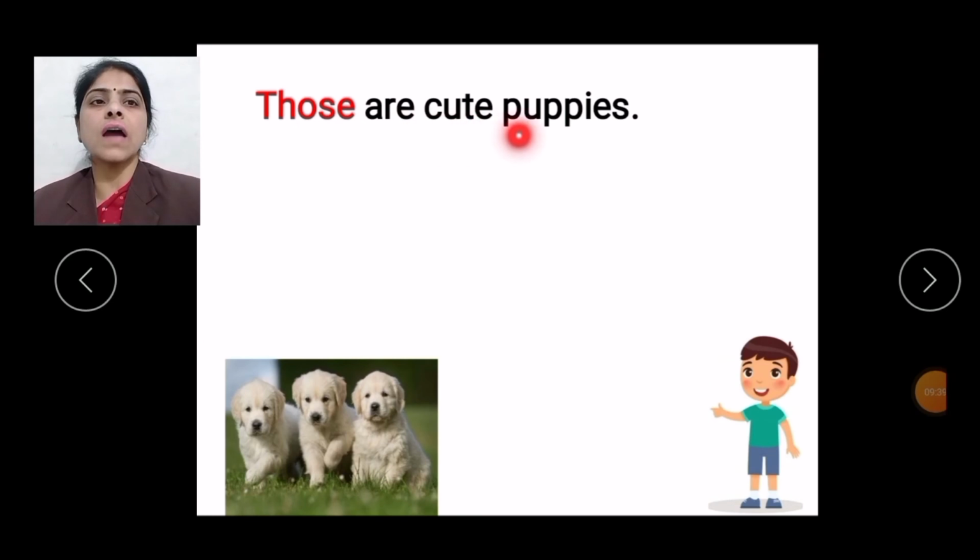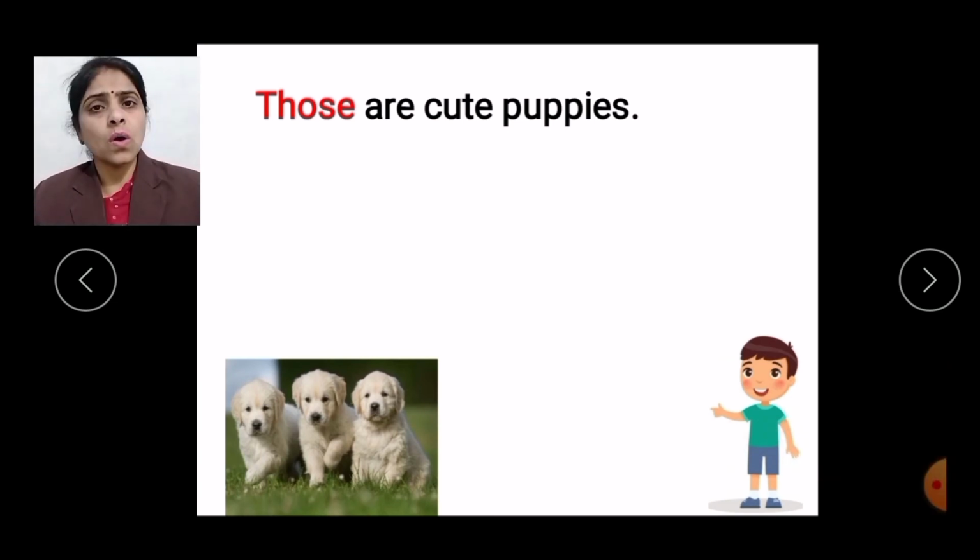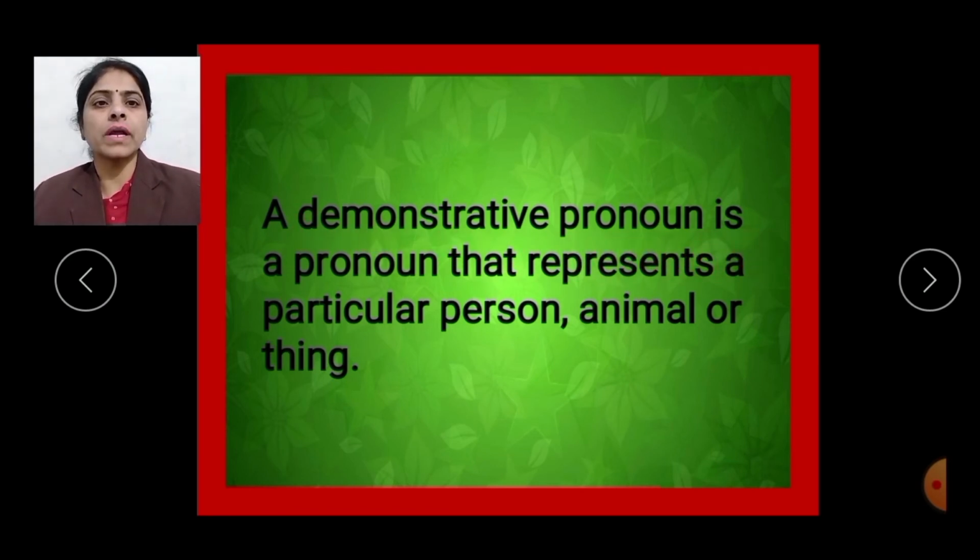Here, those are cute puppies. In this sentence, those refers to puppies, which is a noun, and those is also a demonstrative pronoun because it is pointing towards a specific noun, and those is used for specific plural objects when they are far away. So, from these examples, we have learned that a demonstrative pronoun is a pronoun that represents a particular person, animal or thing.